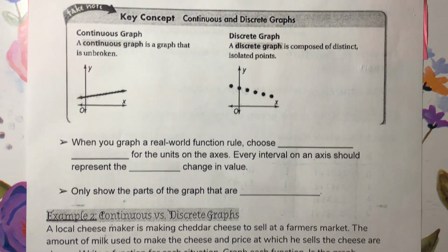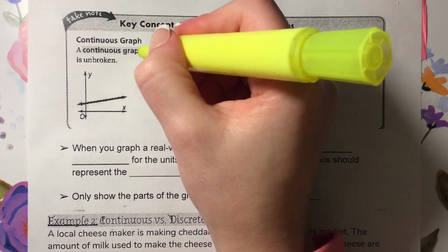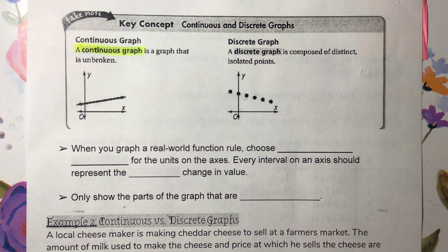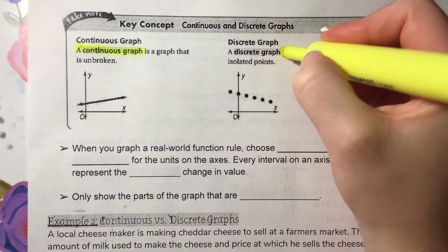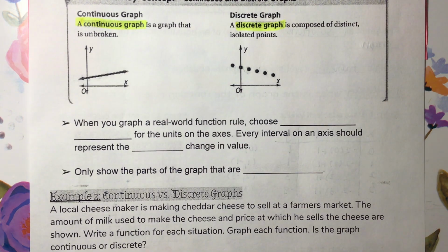Now there are different types of graphs that you can have, and these are called continuous graphs or discrete graphs. A continuous graph is a graph that is not broken or unbroken. It is continuous. It never stops. It continues. While a discrete graph is a graph of individual little points that are not connected to each other. So we're going to be seeing that in action here in just a moment, but we have a little bit more vocab.